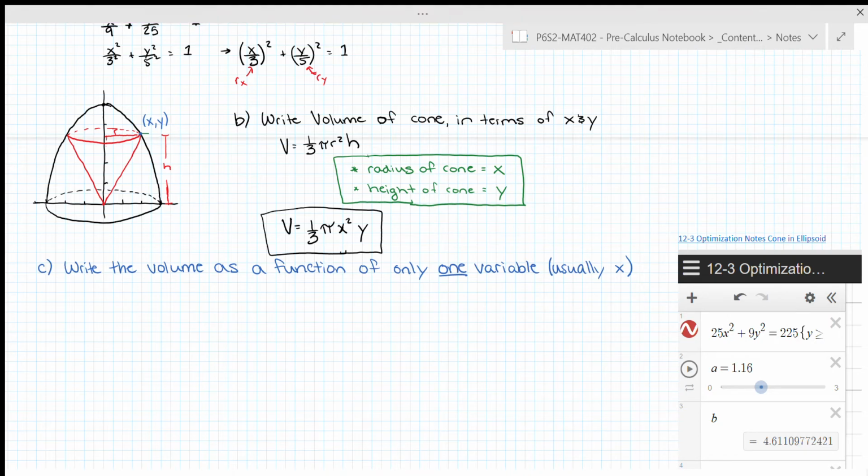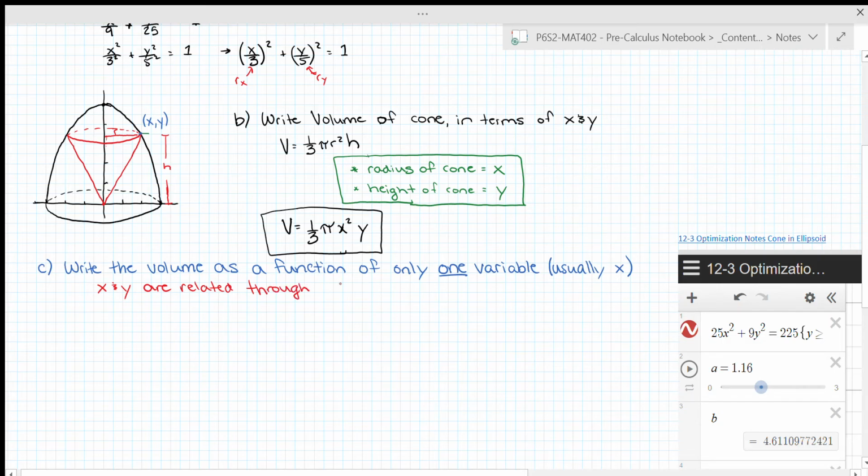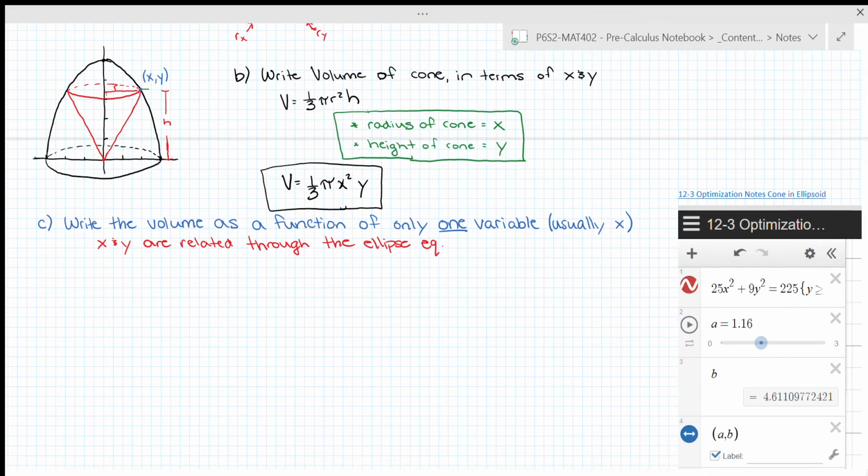And so we know that x and y, they're not just random things. They are related through the ellipse equation. As x gets wider on the ellipse, y has to get smaller. So I have this equation. Let's go back to the original. We got 25x squared plus 9y squared equals 225.